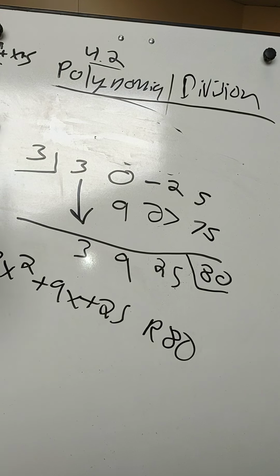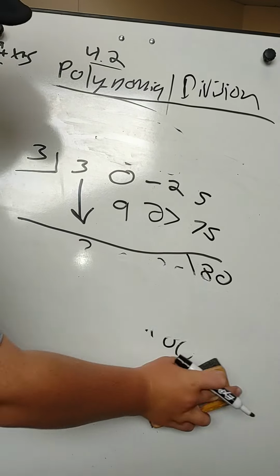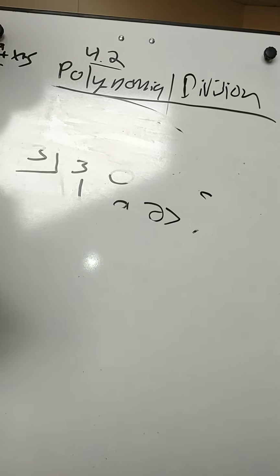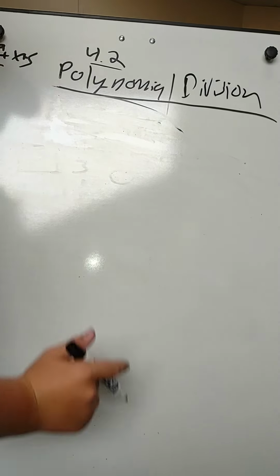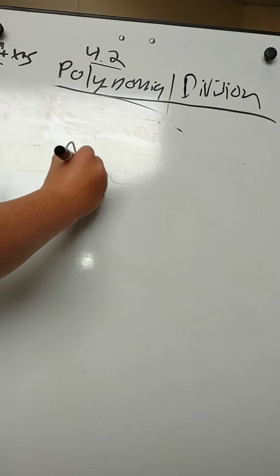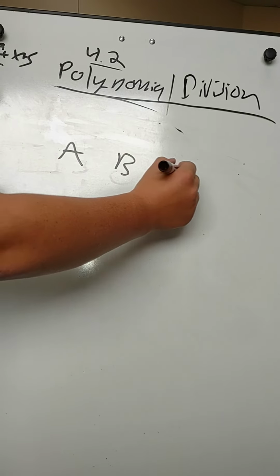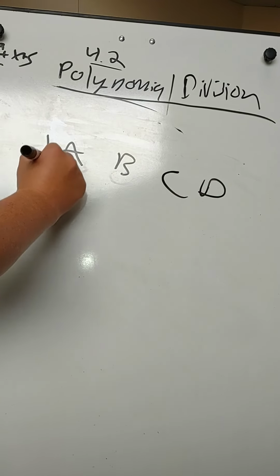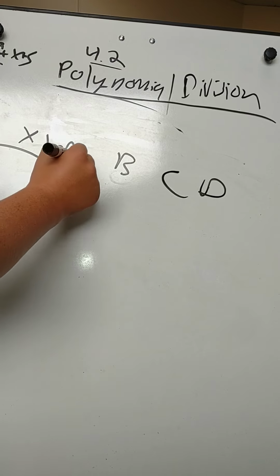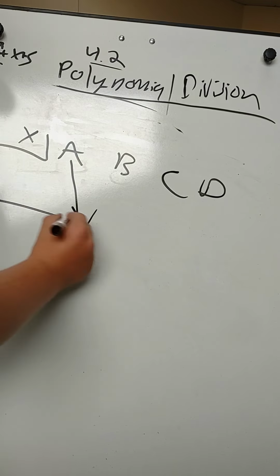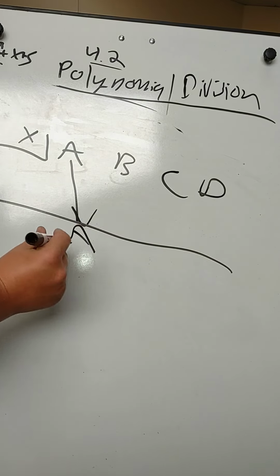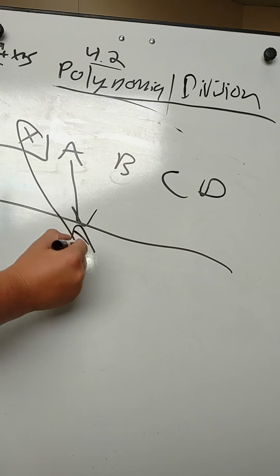But if it would just be divided by x plus 1, then it'd be way easier to use synthetic division. So basically, before I go off on a big rant, the way synthetic division works is if you have A, B, C, D, and you have x over here, it's just going to be bring down, and then think about it like this.